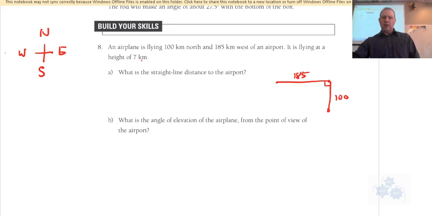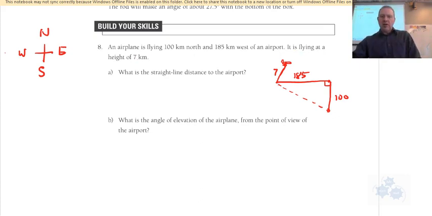Now, it also says that the plane is flying. Now this is where the diagram gets a bit tricky, okay? The plane is flying at a height of 7 kilometers. So if this is the triangle that's on the ground, the plane is above the ground. So we have to draw, now again, how you do this is up to you. I'm going to draw this on a bit of an angle, and I'm going to make this 7. Here's the plane right here. I don't know which way it's going, but I'll draw it going this way. Okay? There's the plane. It's 7 kilometers up in the air. So this 185 and 100 is on the ground. The 7 is up in the air.